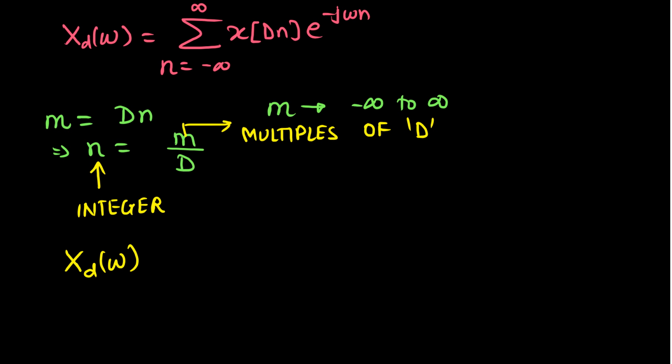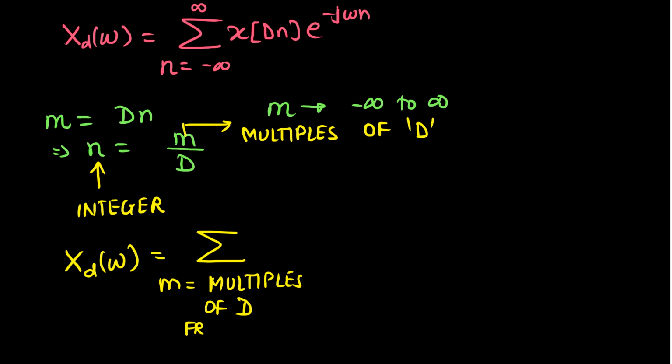Therefore we have xt of omega given as the summation over m, which is multiples of d, from minus infinity to infinity, of x of m e to the power minus j omega m by d. So this is what we have.